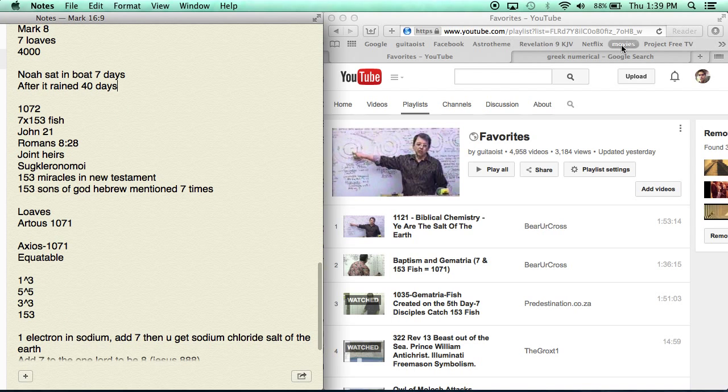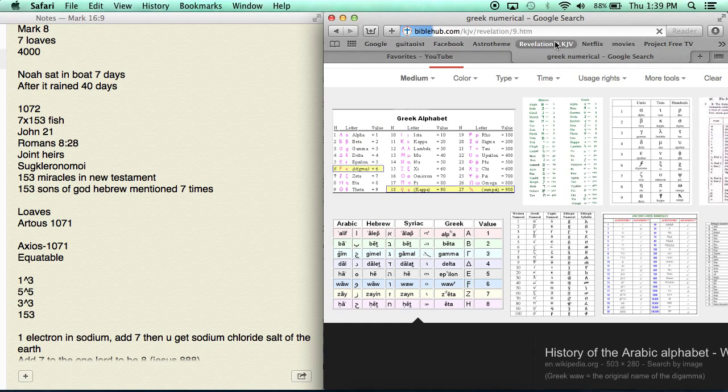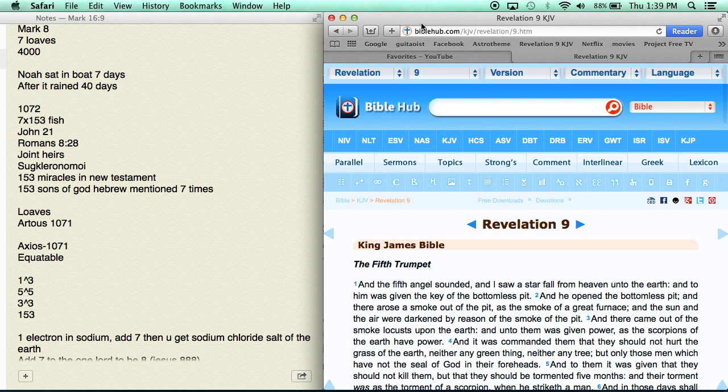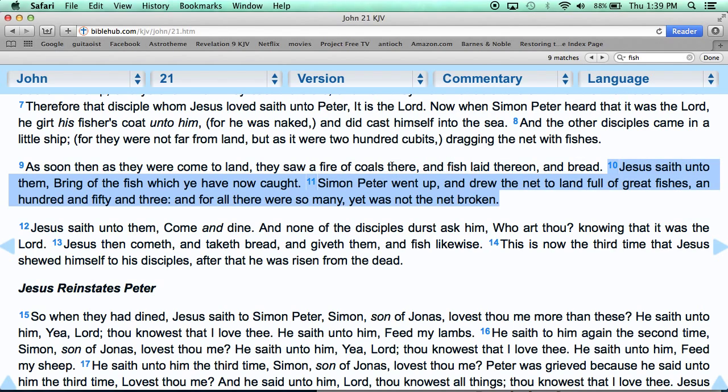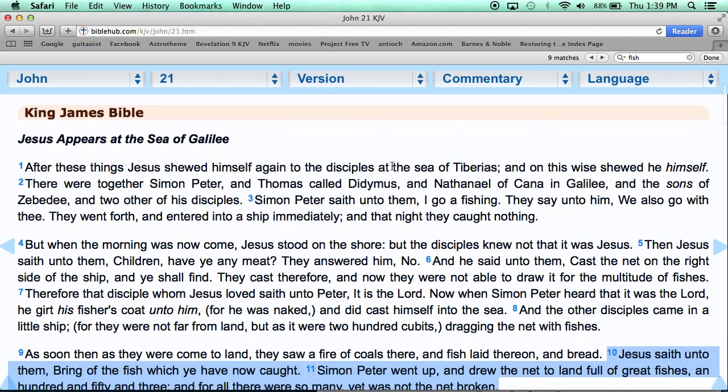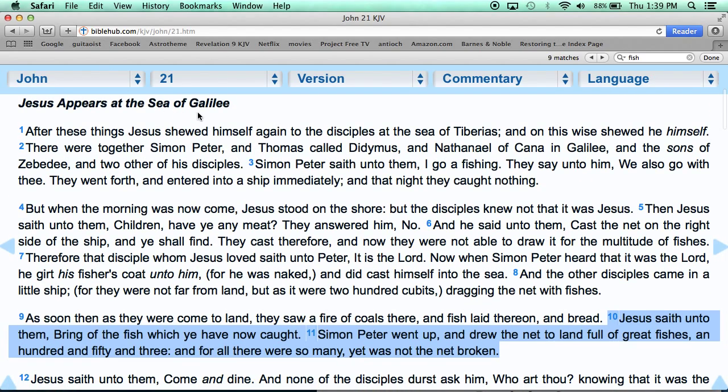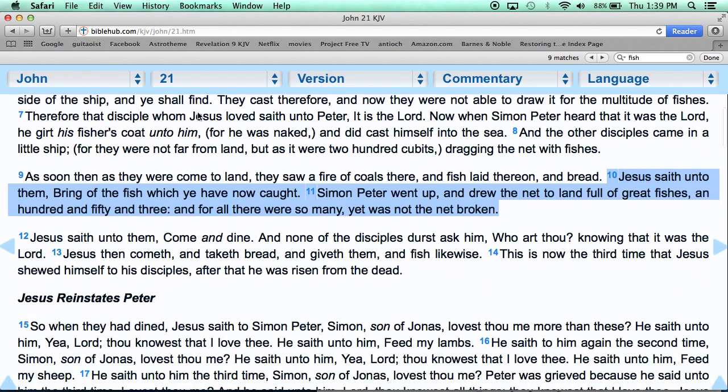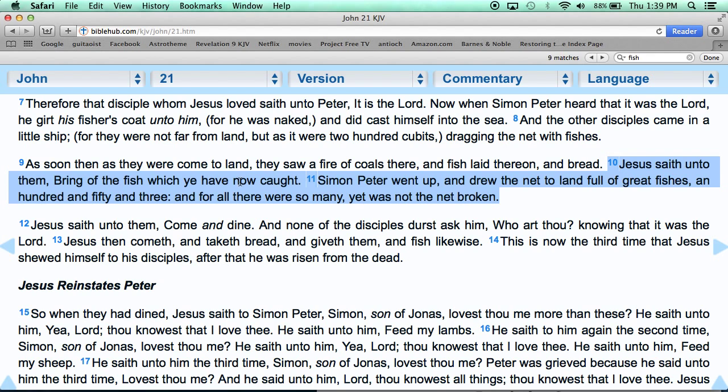John 21, okay. This is actually kind of important. John 21, KJV. Jesus appears at the Sea of Galilee. "Jesus saith unto them, Bring of the fish which ye have now caught." "Simon Peter went up and drew the net to land full of great fishes, an hundred and fifty and three: and for all there were so many, yet was not the net broken."